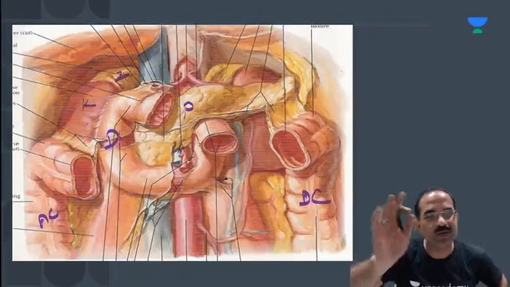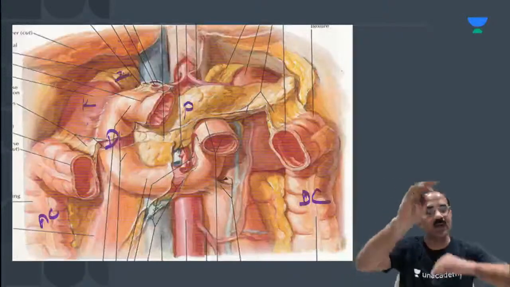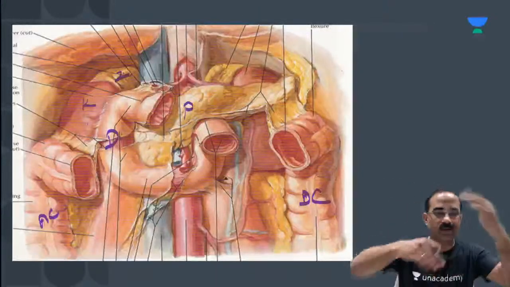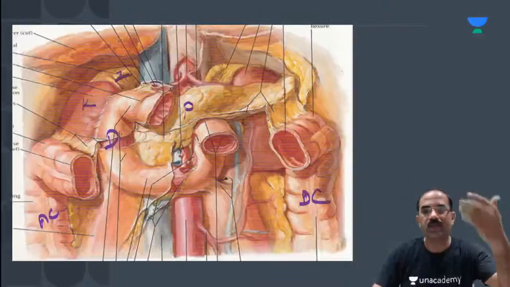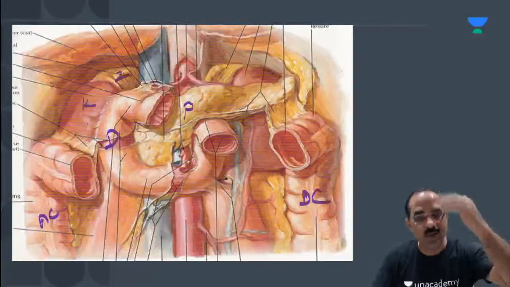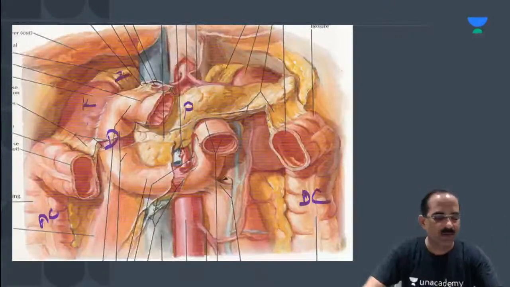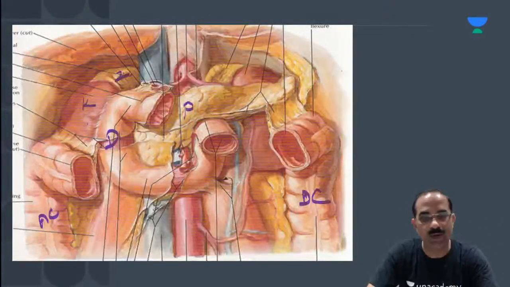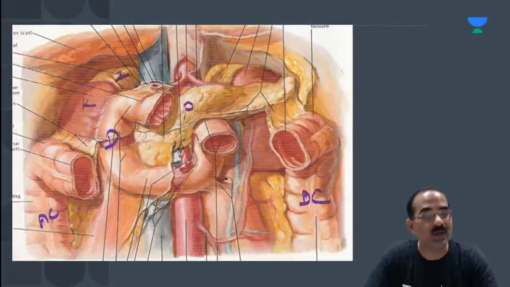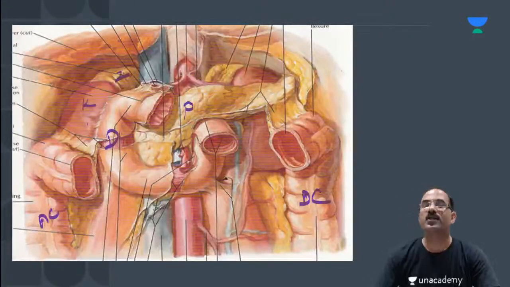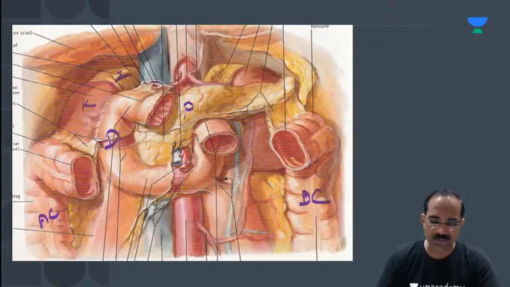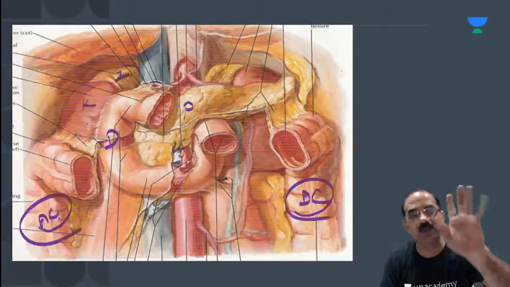Transverse colon is not retroperitoneal, bachcho. Transverse colon is enclosed by the peritoneum. And what is the peritoneum covering the transverse colon? Known as the transverse mesocolon, right? So transverse colon is intraperitoneal. Don't forget that. So who's retroperitoneal, students? The ascending and descending, yeah, they are retroperitoneal.